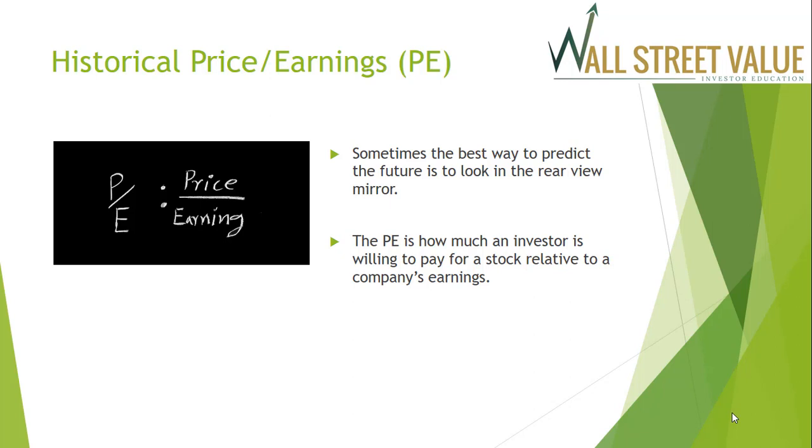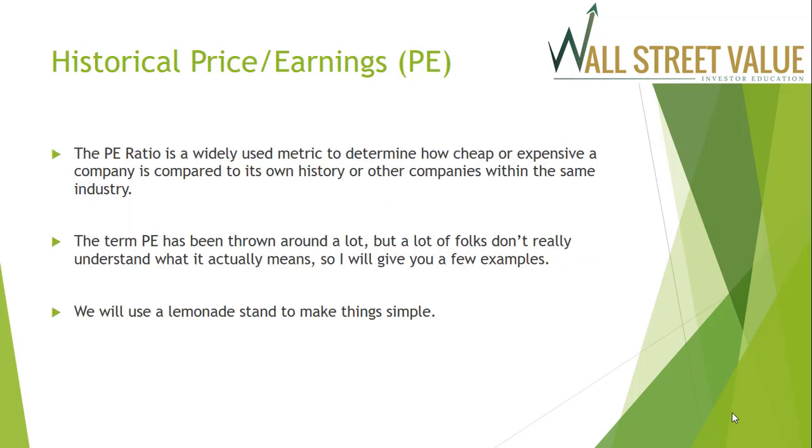Now, PE, which is also known as price to earnings, also known as P ratio, and some people just call it the multiple. So the PE is how much an investor is willing to pay for stock relative to a company's earnings. The PE ratio is a widely used metric to determine how cheap or expensive a company is compared to its own history or other companies within the same industry.